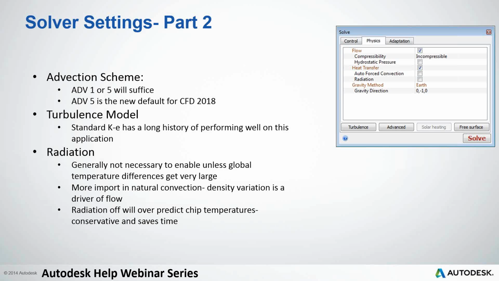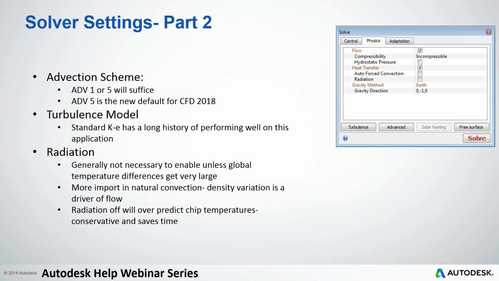Enabling radiation is much more important when modeling natural convection, which we can touch on next, because it's another form of heat transfer to allow basically a density variation, which is going to be your driver of flow there. And just a last note here, turning radiation off will overpredict the chip temperatures and temperatures in general. Well, the temperatures of the heat generating solids, basically, because it removes a possible heat transfer method.